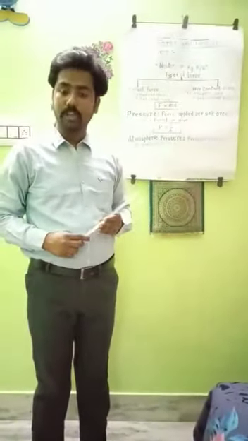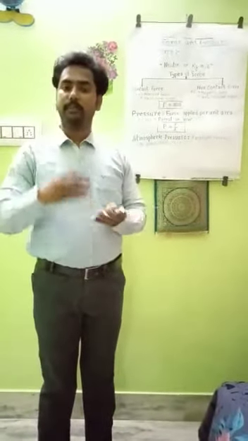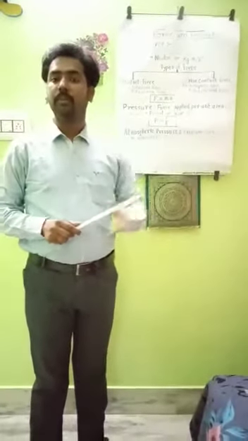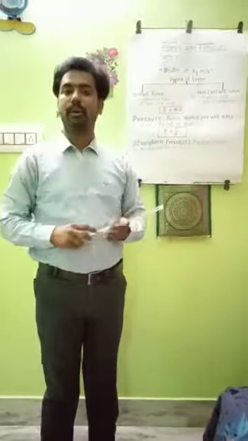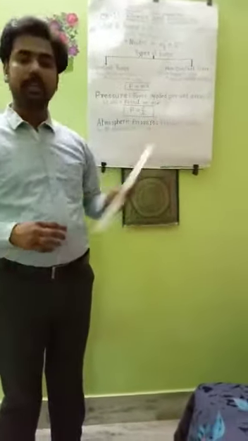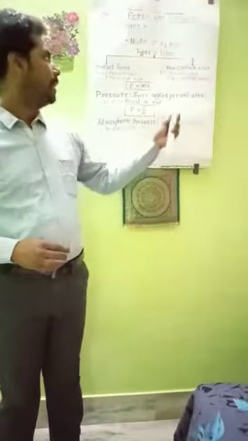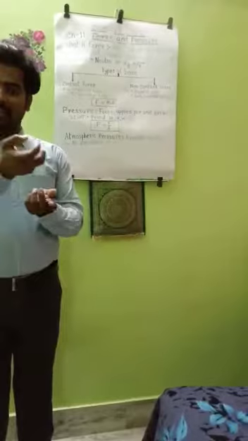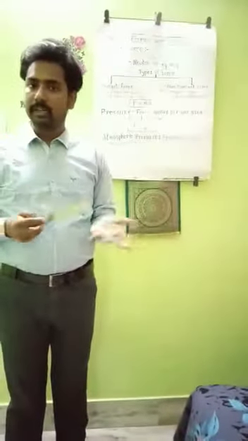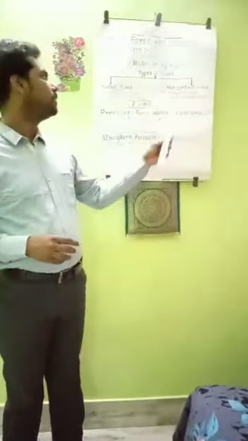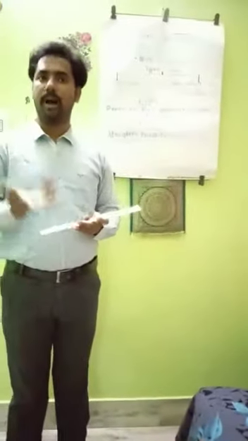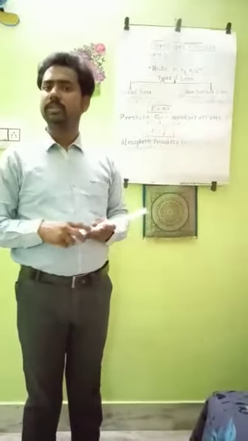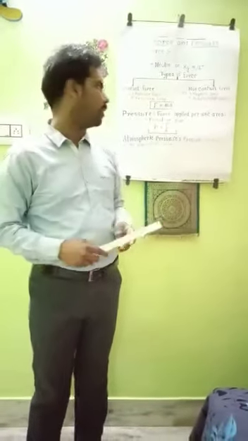Another one is non-contact force. What is non-contact force? Where no contact is there. The force can be applied from a distance, with no attachment. That is called non-contact force. Different types of non-contact forces are magnetic force and gravitational force. A magnet can attract from a distance, so no contact is required. Similarly, the gravitational force of the earth and of the sun are non-contact forces, because in gravitational force also contact is not required.